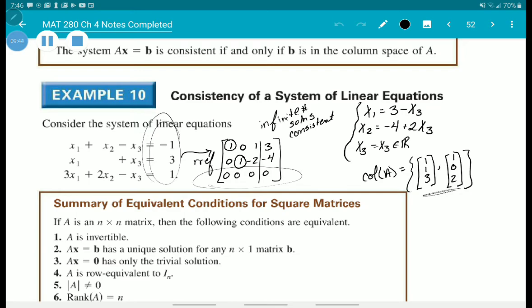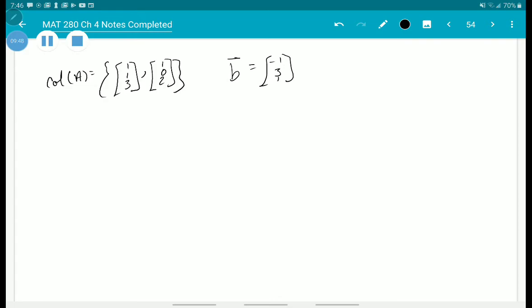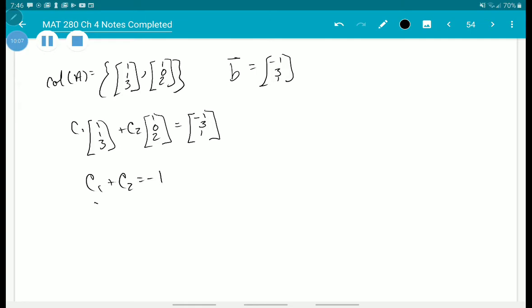So I'm going to recopy the column space, and then this is our B matrix, and we're going to come up with what that would look like. So we're saying that C1 times that first vector plus C2 times that second vector is equal to our B matrix. So we have C1 plus C2 is equal to -1. C1 plus 0C2 is equal to 3. 3C1 plus 2C2 is equal to 1. So we know what C1 is.